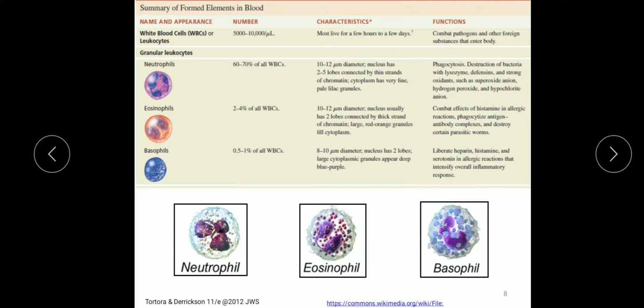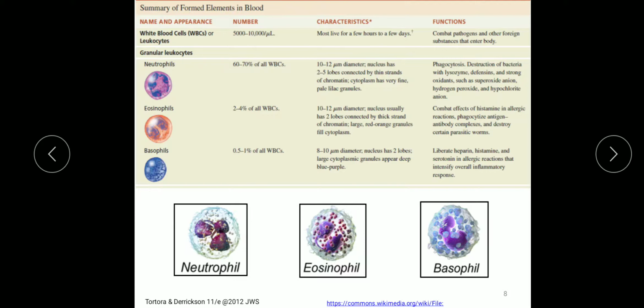These chemicals include enzymes, lysozymes which destroy certain bacteria, and strong oxidants such as superoxide anions, hydrogen peroxide and hypochlorite anions. Neutrophils also contain defensins, which are proteins that exhibit a broad range of antibiotic activity against bacteria and fungi.